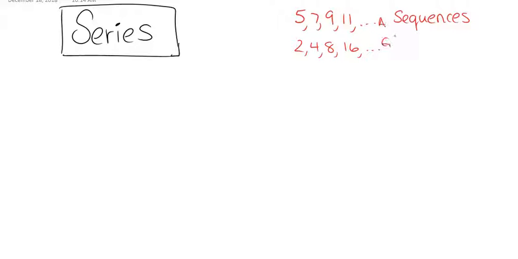Yesterday we learned sequences, arithmetic and geometric. Just to remind you, a sequence is like 5, 7, 9, 11, dot, dot, dot, and it keeps going. Arithmetic sequences are where you add or subtract, and geometric sequences are where you multiply or divide each previous term.